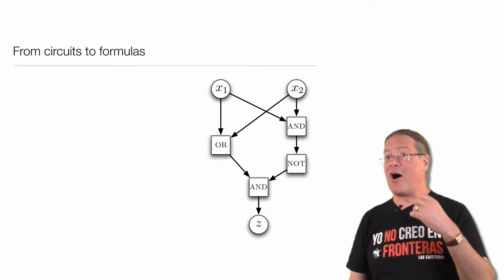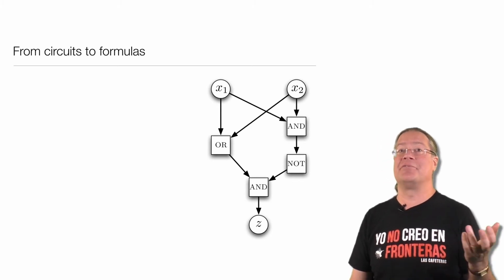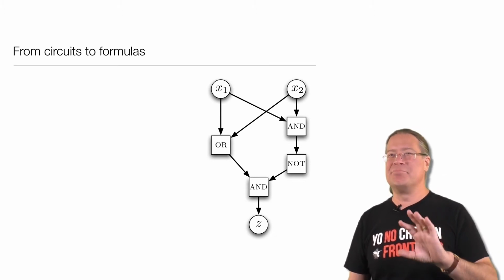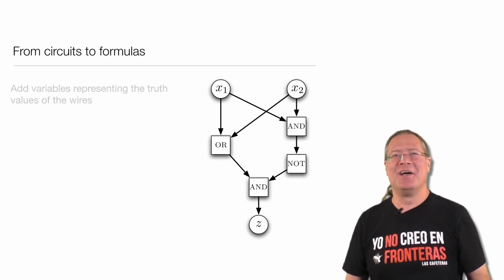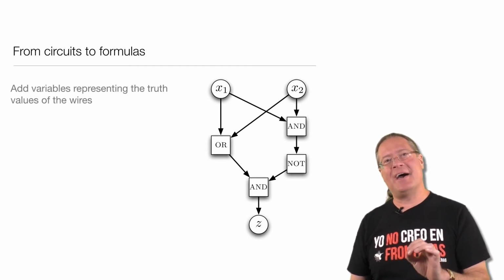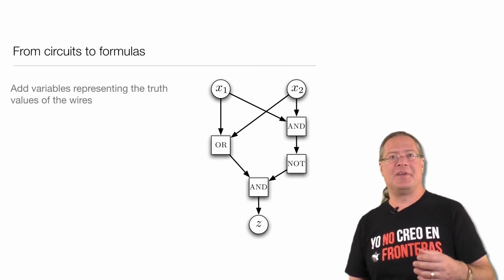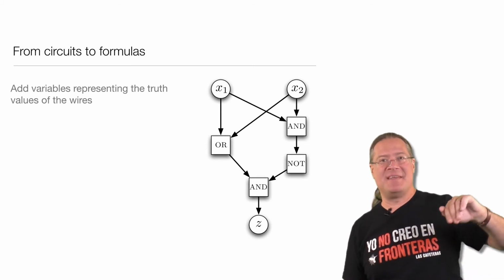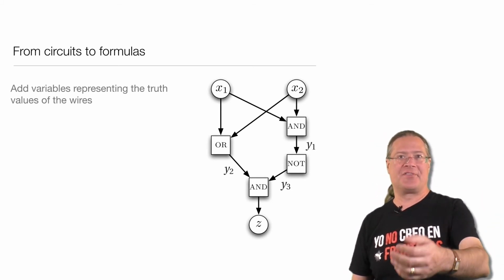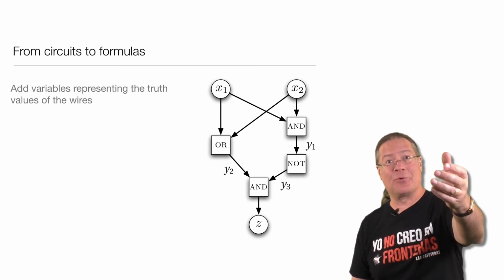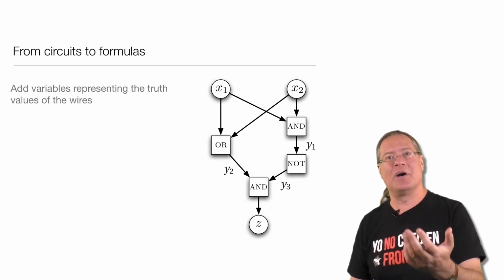So, our next transformation is from circuits to a type of logical formula. We're still in Boolean world, but give me time, give me time. What I'm going to do is add a bunch of additional Boolean variables that represent the truth values, the bits being carried internally on the wires of this circuit. So for instance, that wire leading from that OR gate into that AND gate I'll call Y2, and that'll be Y1 and Y3 and so on.